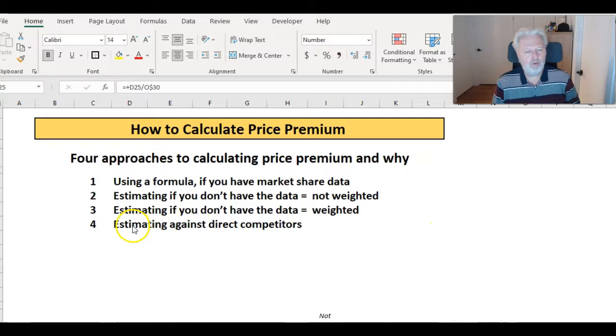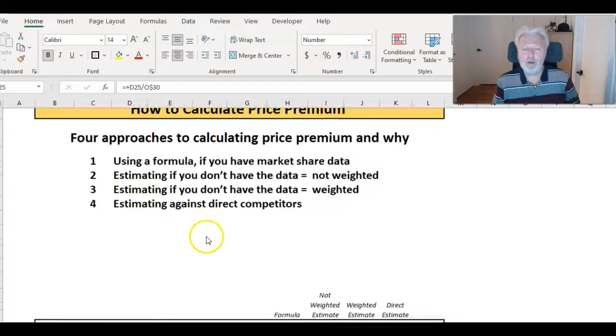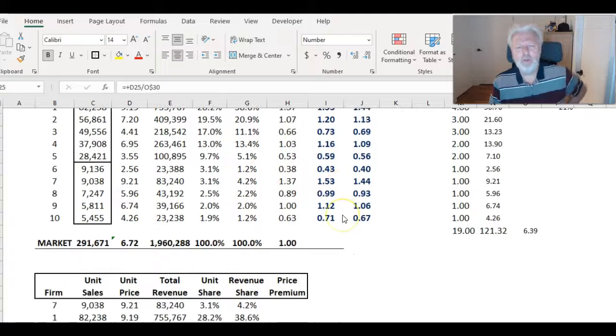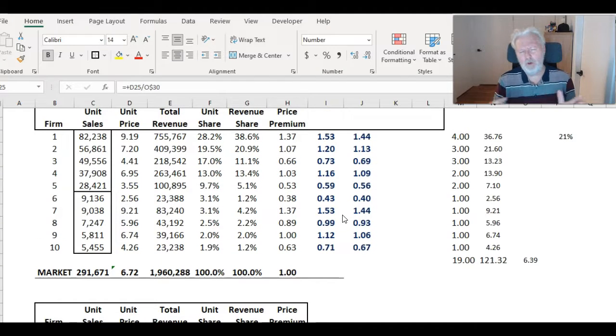Now the next approach is the same as what we've just done, but this time I'm going to look at direct competitors. And the reason we're going to do that is to make sure we're not worried about everybody in the marketplace if we're not going to compete against them. How are we tracking against the key players?